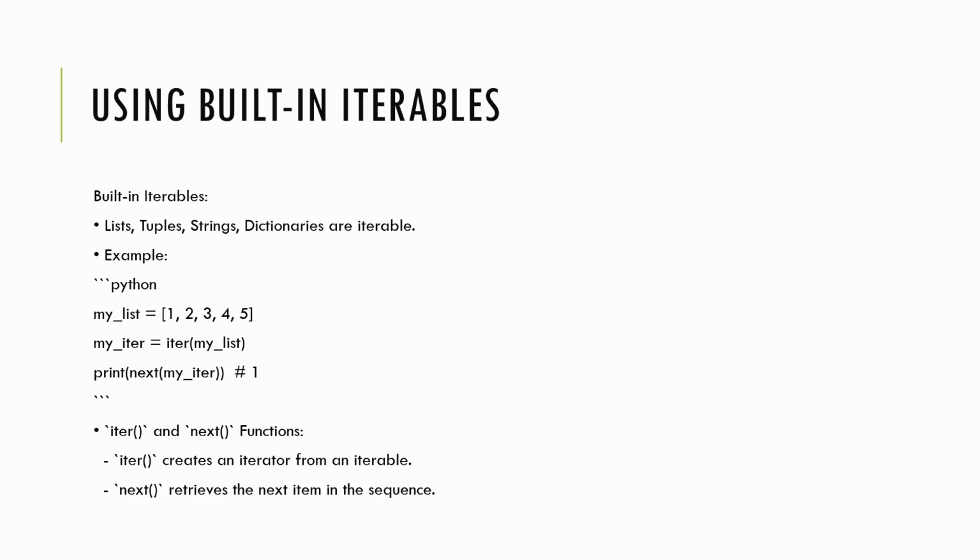Python provides built-in iterables like lists, tuples, strings, and dictionaries. You can easily convert these into iterators using the iter function. Once an iterable is converted into an iterator, you can use the next function to retrieve items one by one. Here's a simple example with a list. By calling iter on a list, you get an iterator, and using next, you can access the elements sequentially.